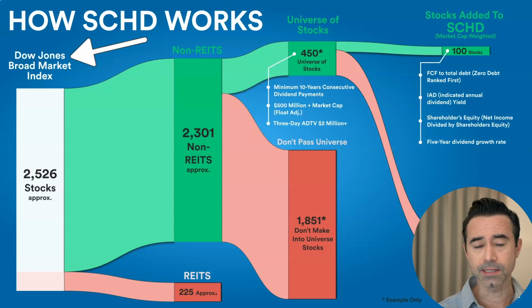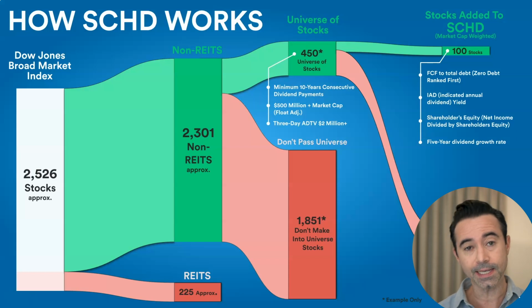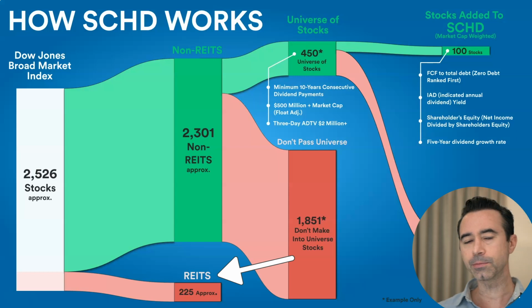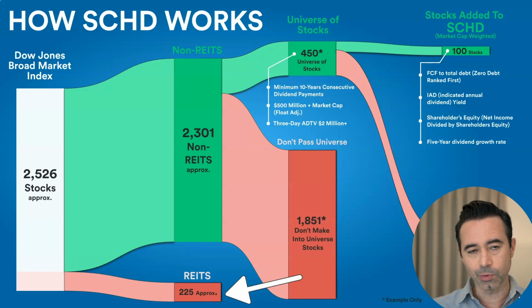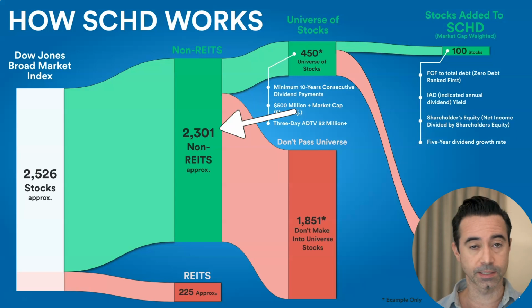So here's how it goes. We start off with the Dow Jones Broad Market Index. Technically there's just over 2,500 stocks that are eligible in this index. Now we have to take out REITs. SCHD does not invest in real estate investment trusts. So I'm just gonna be approximate here. There's say 225 REITs inside the US. We're left with about 2,300 stocks after that.